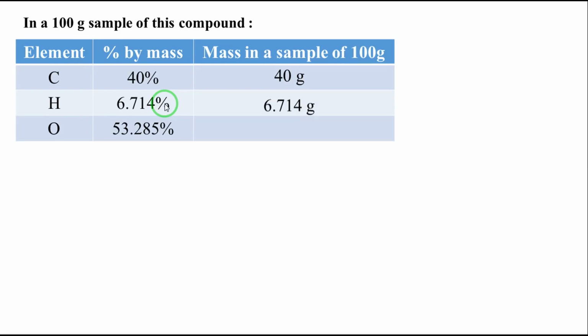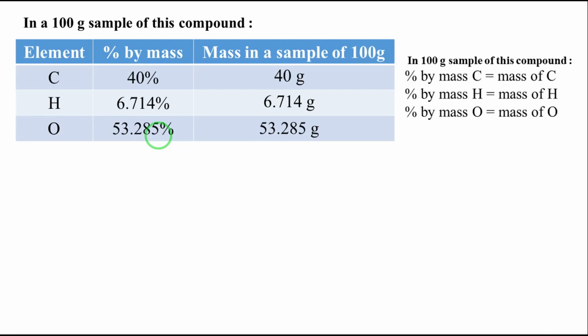Since the percentage by mass for oxygen is equal to 53.285%, we can say that the mass of oxygen in a 100 gram sample of this compound is equal to 53.285 gram. So you can say that in a 100 gram sample of this compound, the percentage by mass of each element is equal to the partial mass of this element found in a 100 gram sample.